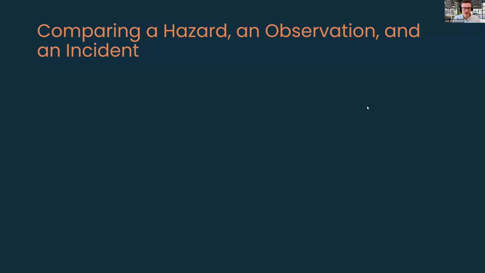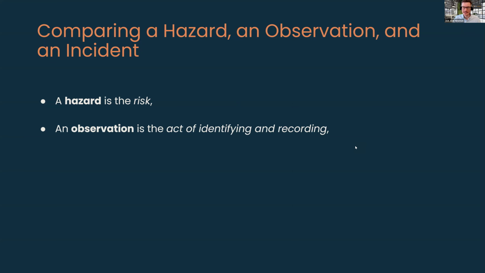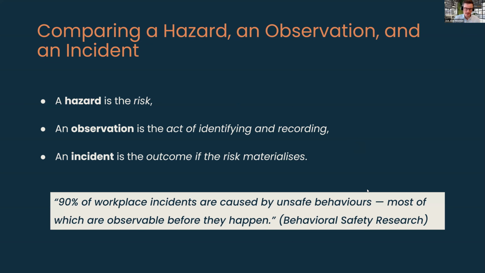So look, first off, what is the difference between a hazard, an observation, and an incident? I often speak with clients and they do get the three a little bit confused, or at least the workers do anyway. You sometimes see observations being reported as incidents or hazards being reported as incidents as well. So look, as you may know, the hazard is the risk. An observation is the act of identifying and recording, and an incident is the outcome if the risk does materialize. And of course, near misses would be an incident event.